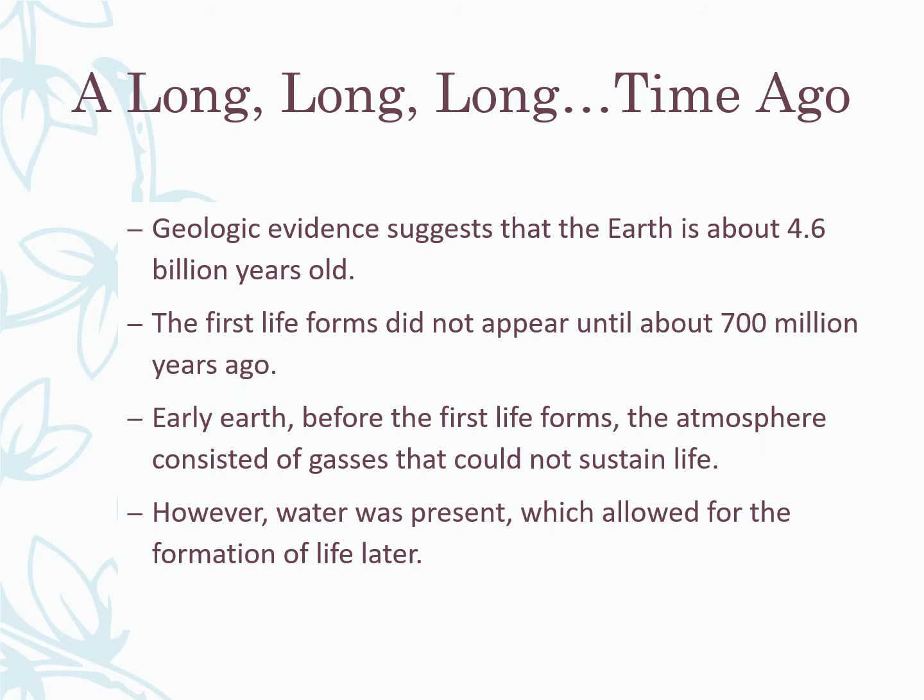The first life forms did not appear until about 700 million years ago, and before that point, the early Earth's atmosphere consisted of gases that could not sustain life. So there was no oxygen, it was mostly just carbon dioxide and nitrogen, but water was still present, and having water present allowed for the formation of life later. And we'll learn that the formation of the first types of life ended up creating oxygen and changing the composition of gases in the atmosphere to allow for more species.